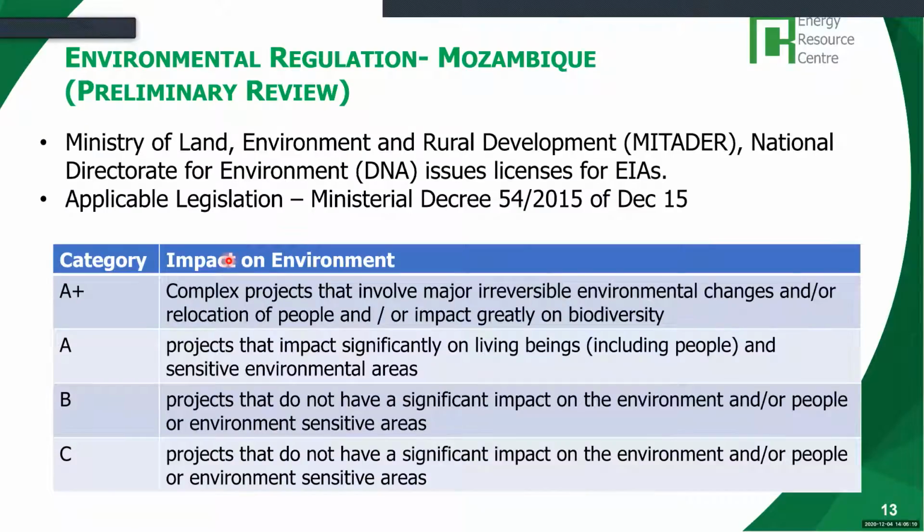And this was, I showed you earlier, based on the ministerial decree of December 15, 2015, you have 4 categories of projects: A plus, A, B, and C. As I mentioned, I think mini hydro projects would probably be in B and C, but still you have to make sure that the environmental social issues are covered.